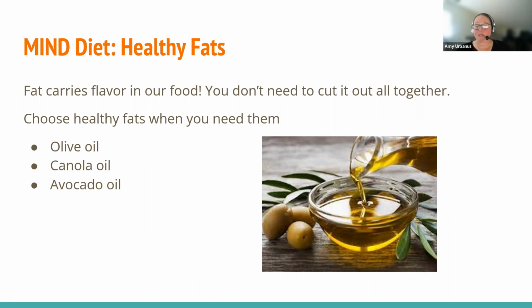So if I'm sauteing something, if I'm drizzling oil on a salad, if I'm cooking up vegetables, olive oil is a great choice. It has wonderful monounsaturated fats, which are heart healthy fats. Canola oil, though, is also a great choice if you don't want that flavor that olive oil has, right?